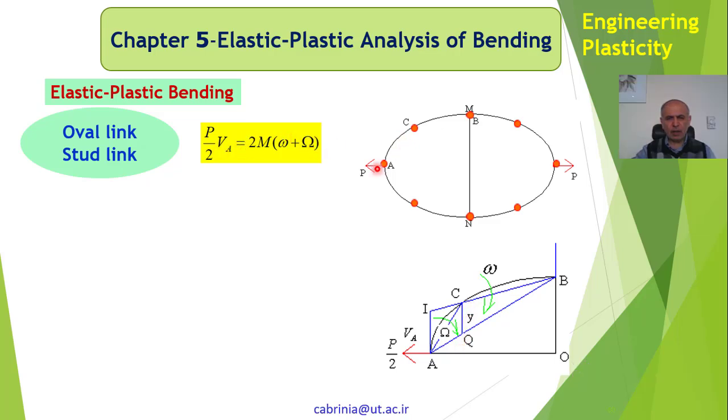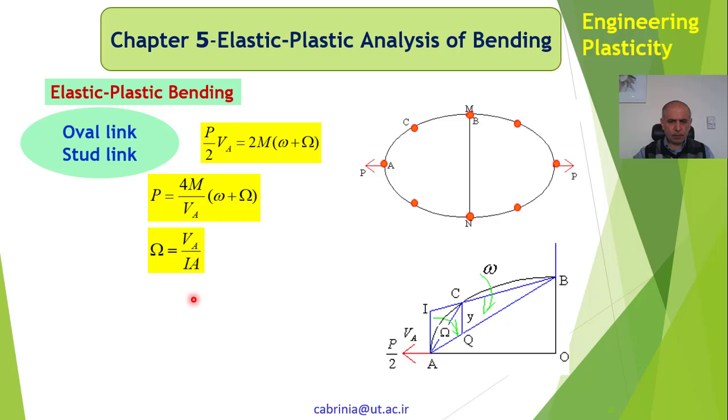I have written this again. It's just like before. For this link, here we have P over 2. We have one plastic hinge, two plastic hinges, and three plastic hinges, just like before. So the velocity is VA. P over 2 is moving with the velocity of VA, and 2m times omega plus omega, just like the previous example. So I can write P equal to 4m over VA times omega plus omega. So I have to find out the values for small omega and big omega, and then I can find P.